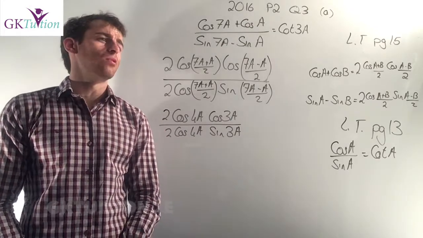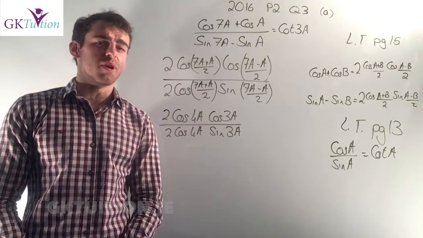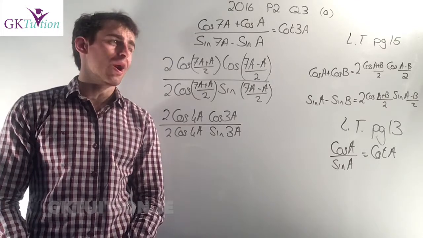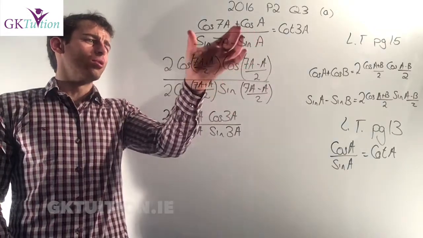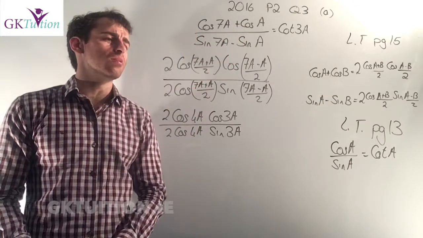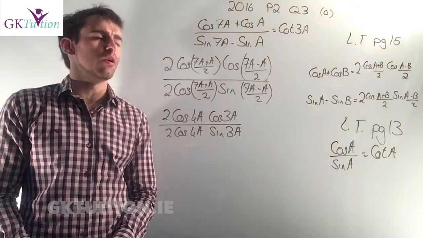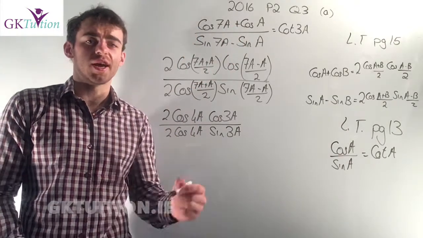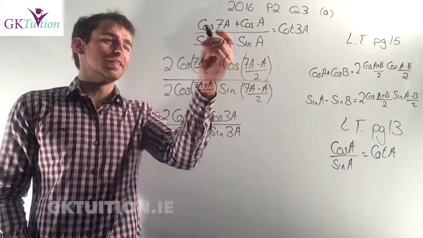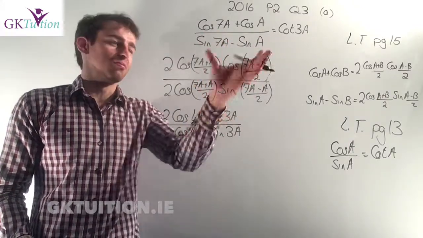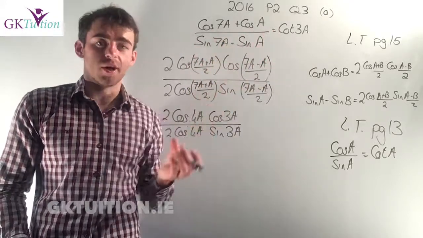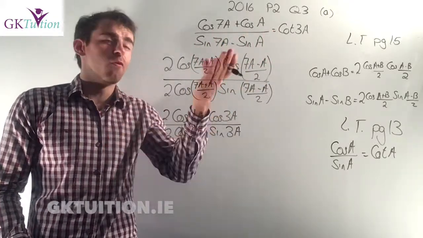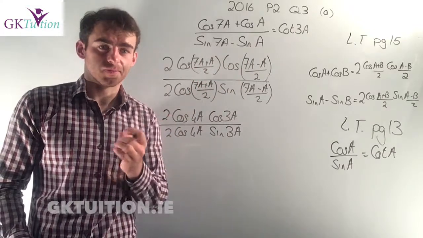Now the question I've chosen to go through here is 2016 Paper 2 Question 3, Part A. In this question we're told to show that the cos of 7a plus cos a over the sine of 7a minus sine a is equal to cot 3a. Now in a question like this, you should recognize that this is just a bunch of obscure trigonometry, so there must be a formula in our log tables to solve it.